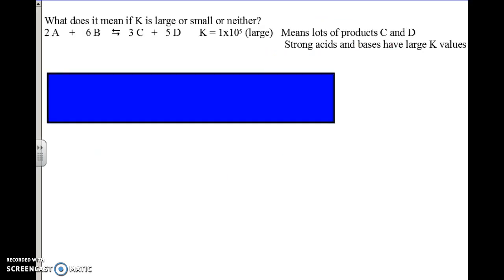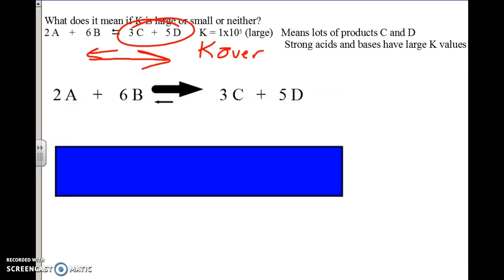So in this particular problem, we have a K that is quite large. If K is actually over 1, we are going to say that the reaction is going to go to mostly products. That would mean it's a big arrow going that way and a small arrow going this way. This is what we experienced with our strong acids and bases. They broke apart completely. So, again, if you have a K over 1, it means we're going to get a lot of products out of that particular reaction.